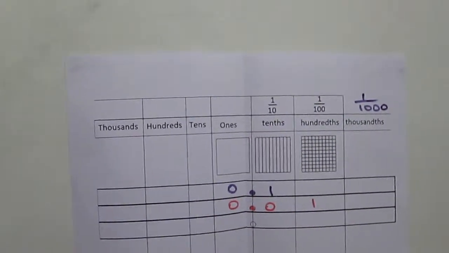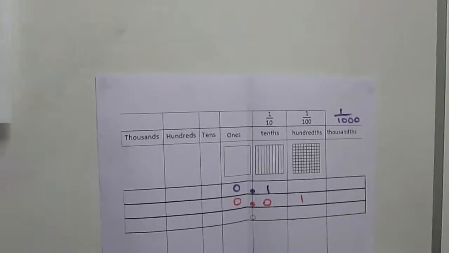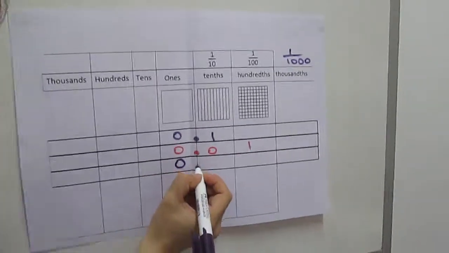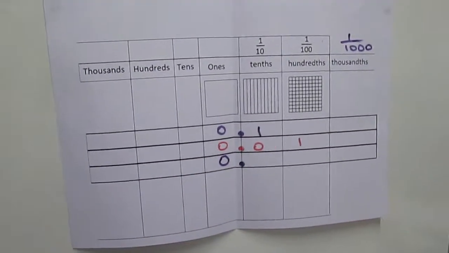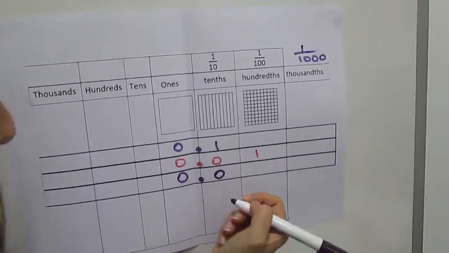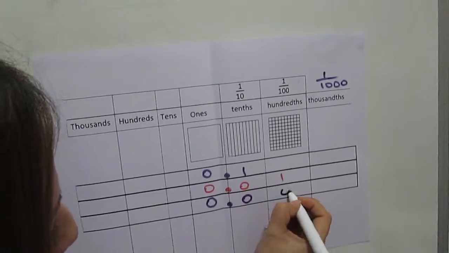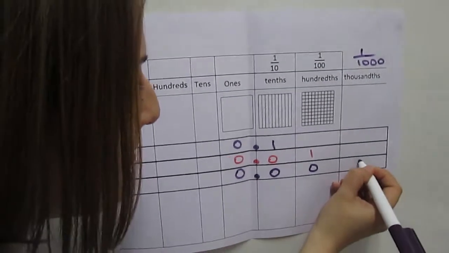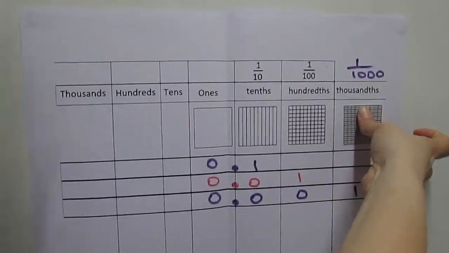1 over 1,000. So if I wanted to write that as a decimal, how many ones do I have? 0. Great. And how many tenths? 0. Great. How many hundredths do I have, Sally? 0. Great. And how many thousandths do I have? 1. Good job. So we've used these to show thousandths.